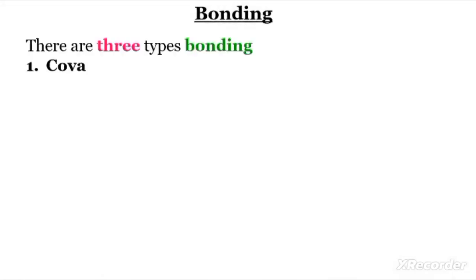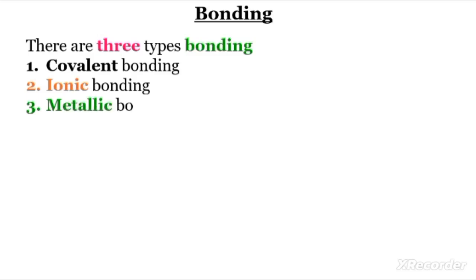We need to remember that there are three types of bonding. Number one, covalent bonding. Number two, ionic bonding. Number three, metallic bonding. We are going to concentrate mostly on ionic bonding in this video. Then in the next video, we'll look at covalent bonding. So let us start with ionic bonding.